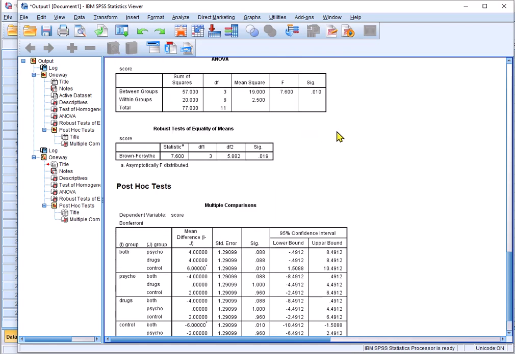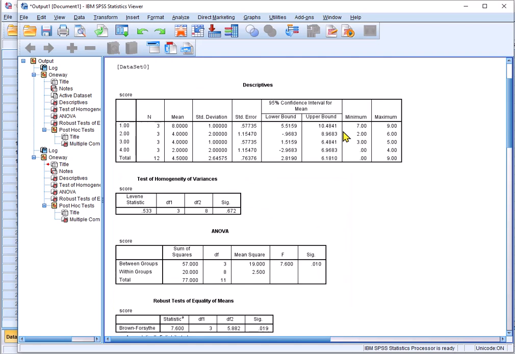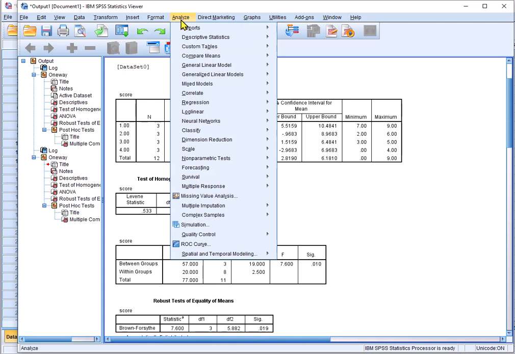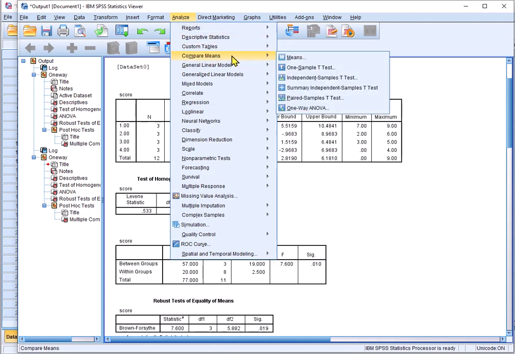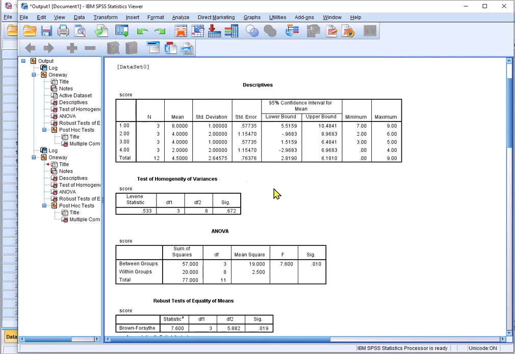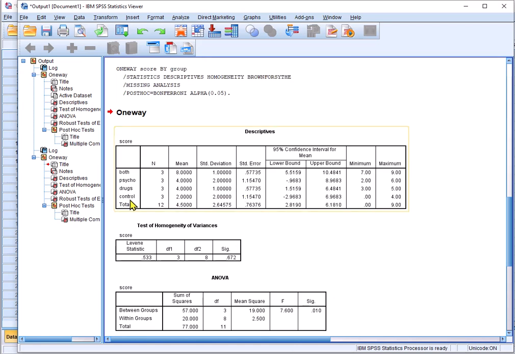So that's the walkthrough on running an analysis of variance, a one-way analysis of variance based on raw data. Let me show you also, while I'm at this, the way to do an independent samples t-test if we were interested only in two groups. So we know that based on the numbers that we're looking at here, the both group, the group that got both psychotherapy and drugs, has a mean of 8, and the control group has a mean of 2. So if that's the biggest difference between groups, maybe we should just look at those two in a t-test.